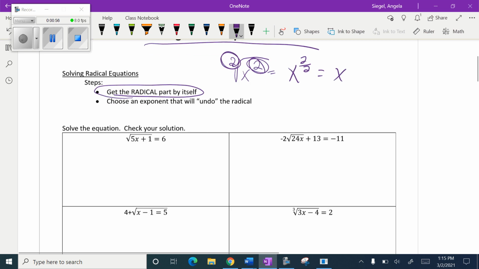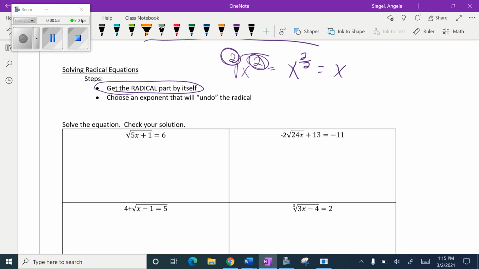So let's look down here. We've got this root by itself, so I'm going to undo the root by taking it to the second power. Remember, it's implied that it's a 2. Just like before, whatever we do to one side, we have to do to the other side. So this cancels out to 1, and we have 5x plus 1 equals 36.